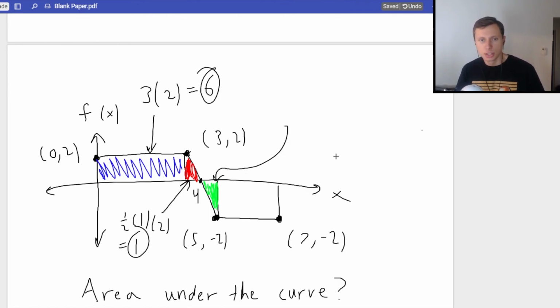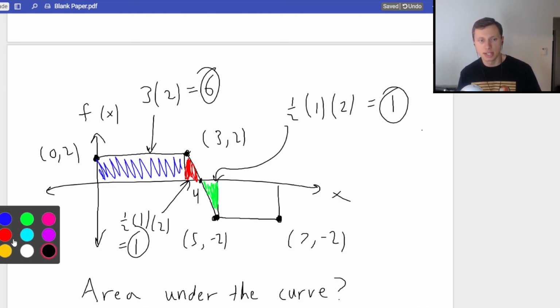Okay. So for the green, notice I have 1/2 base times height. The base is from x equals 4 to x equals 5, which is a base of 1, times a height of negative 2. But again, I asked for area under the curve, which means they want me to give all positive numbers. So again, this is going to equal positive 1 because the 1/2 and the 2 cancel.